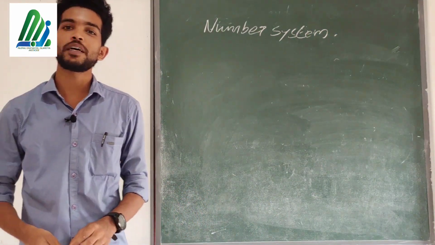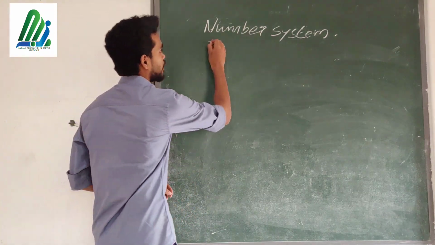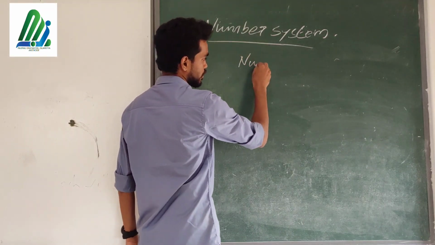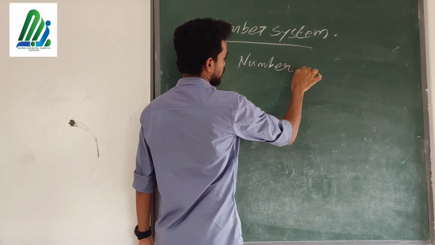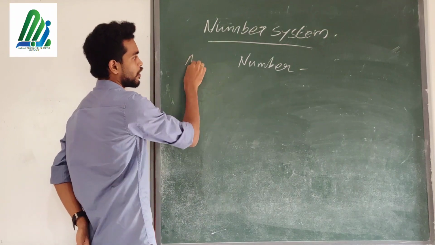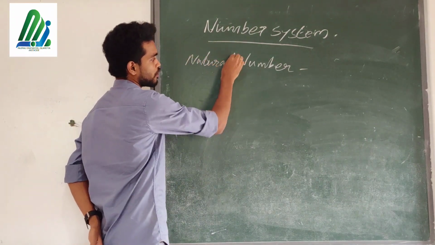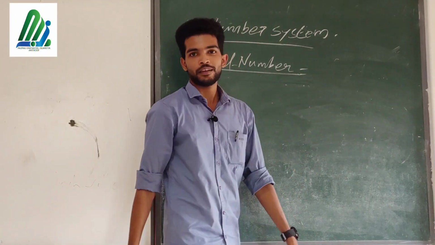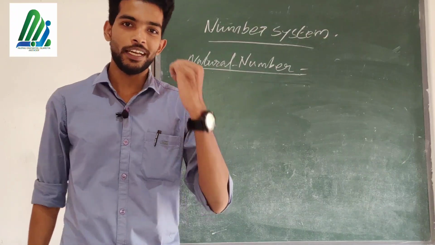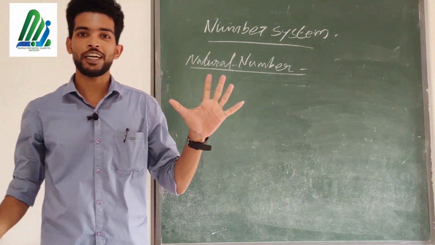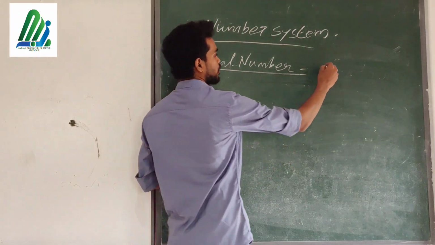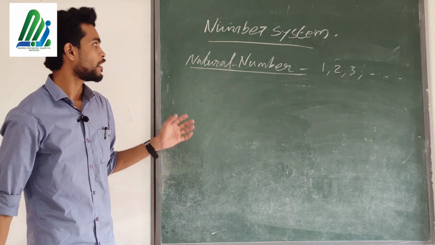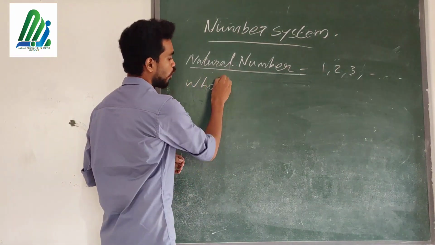What are the number systems in mathematics? That starts from the counting numbers. Counting numbers are the natural numbers. What are they? When we choose to count, 1, 2, 3, 4, 5, etc. are the natural numbers. And the second is whole numbers.